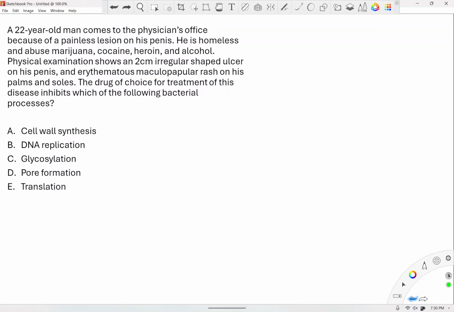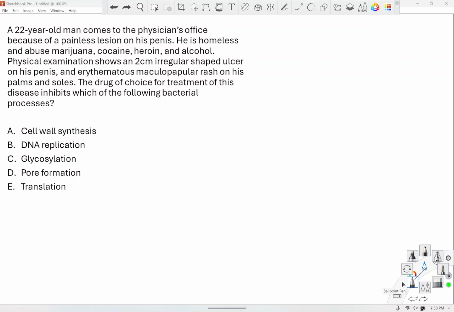Sorry. I should read the question, finish it first. A 22-year-old man comes to the physician's office because of painless lesion on his penis. He is homeless and abuses marijuana, cocaine, heroin, and alcohol. Physical examination shows a 2 centimeter irregular shaped ulcer on his penis and erythematous maculopapular rash on his palms and soles. The drug of choice for the treatment of this disease inhibits which of the following bacterial process?